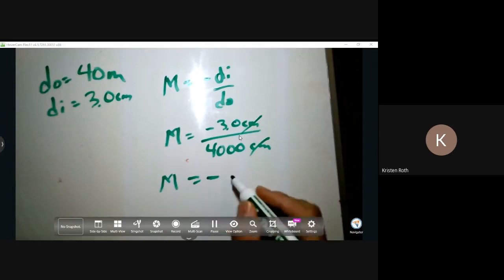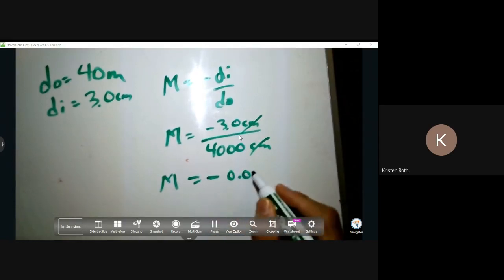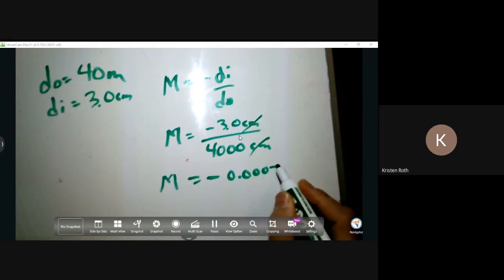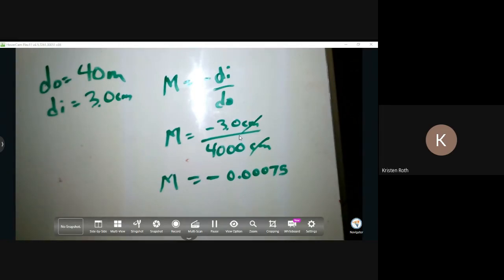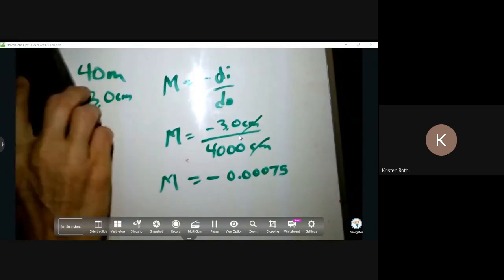And then it ends up being negative 0.00075. I think there's 3 zeros in there. Let me just do the math on an actual calculator to make sure. There's that many zeros. Yep, 3. Okay, we're good. And that is that one. Okay, and we're going to keep going here.